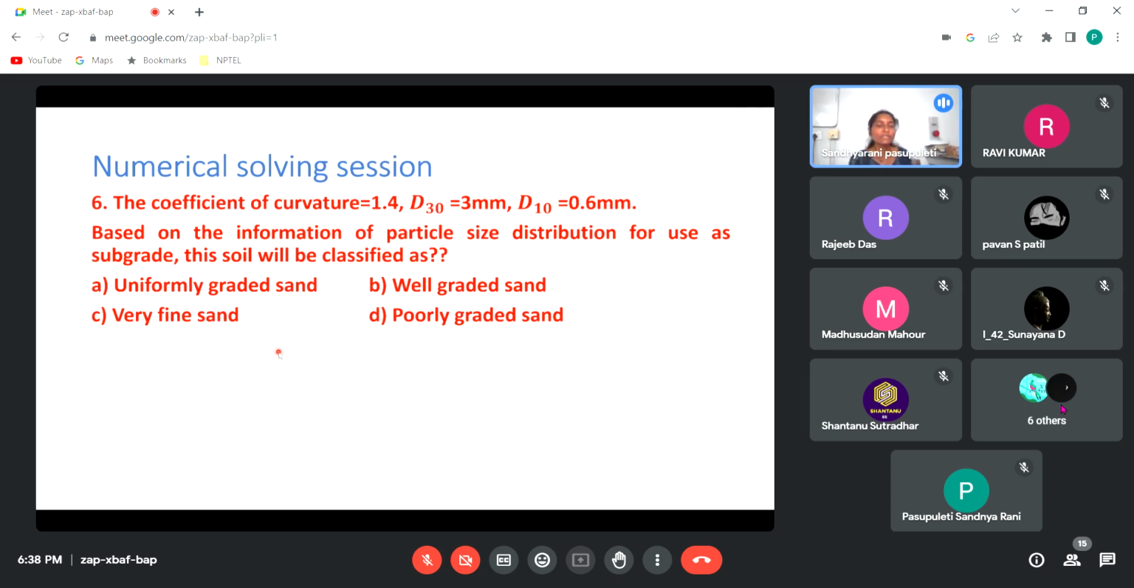So the information given is Cc, D30, and D10. Based on this information, how can we classify the soil? First, if you see the options, all the options are like uniformly graded sand, very fine sand, well graded sand, or poorly graded sand. So they are telling it is a sand, but you need to confirm whether that is well graded, uniformly graded, poorly graded, or very fine. So what do we need to determine whether the soil is well graded or poorly graded? What is the criteria?